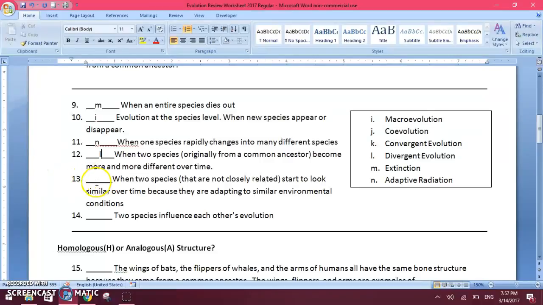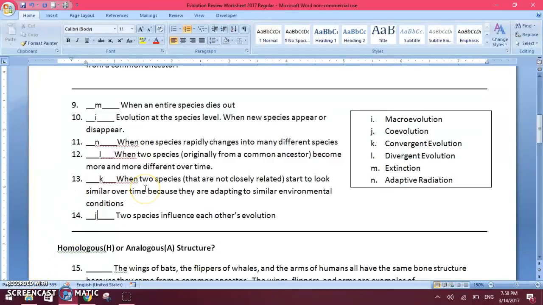All right. 13, when 2 species that are not closely related start to look similar over time because they're adapting to similar environments. This is letter K, convergent evolution. In convergent evolution, we have 2 organisms that are becoming more and more similar. If roads are converging, they're coming together, okay? All right, number 14, 2 species influence each other's evolution. This is letter J, coevolution.